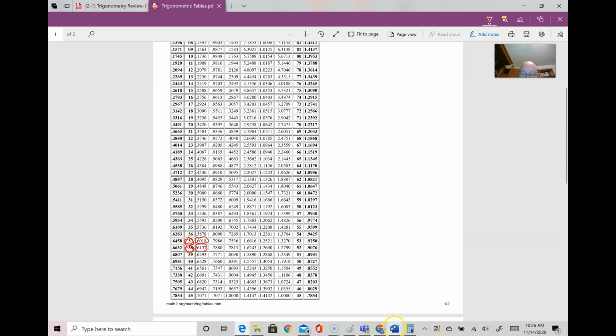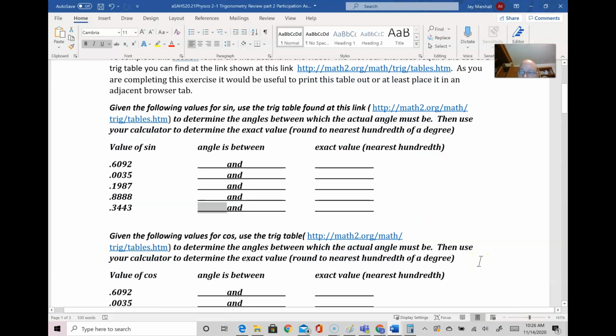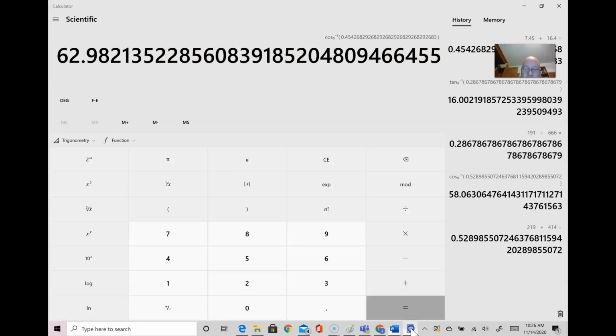Okay, so you're going to go to your worksheet, and on your worksheet you're going to say that value is between 37 and 38 degrees. Okay, and then what I want you to do is find the exact value to the nearest hundredth on the calculator. So it's going to be somewhere between that angle, and let's make sure we understand how to find it on the calculator as well.